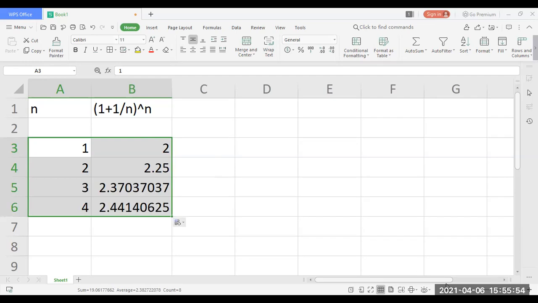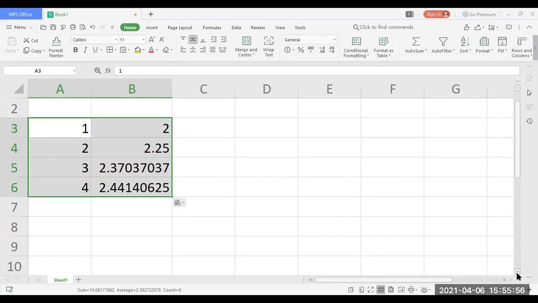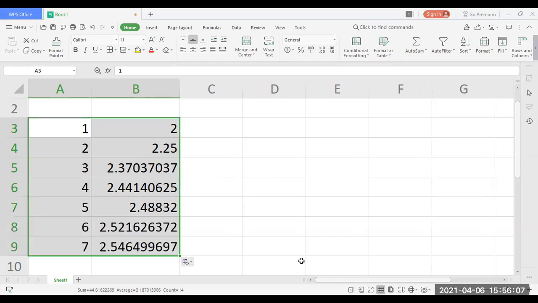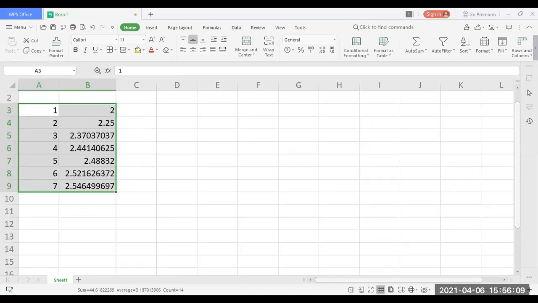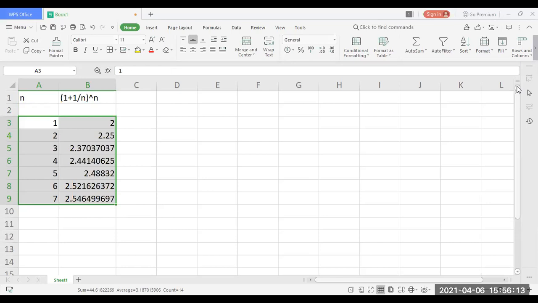Do you start seeing that? When n equals 4, that's 2.4414, right? Okay. And again, I will just make it bigger here. That's when n equals 7, the last one.